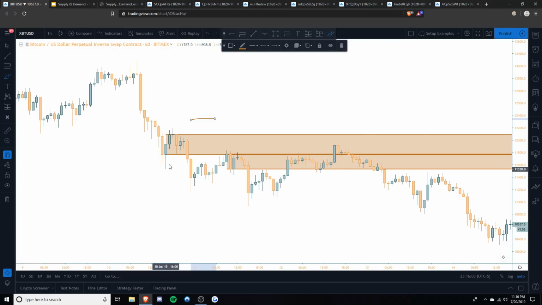It's not typically something I would have traded because it didn't look like a very good zone to me.